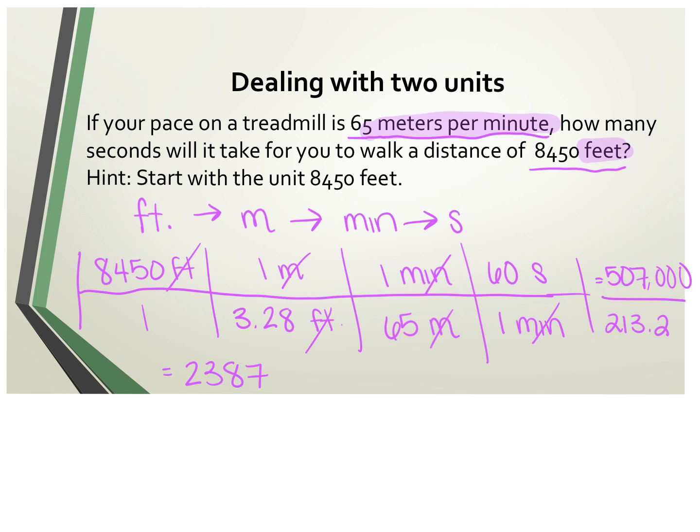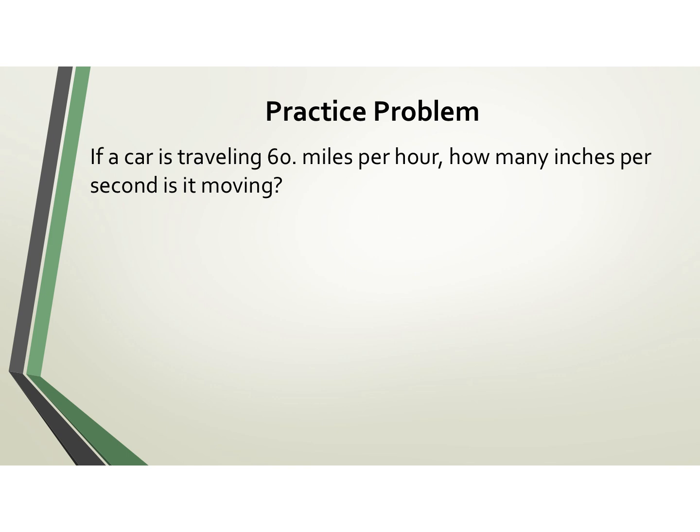Okay. Last step, sig figs. How many are in 8450? 3. How about 3.28? 3. How about 65? 2. And we don't count time. So how many can your answer have? 2. So what's that 8 going to cause you to do? Round up. What are we rounding this up to? Okay. Make sure you keep your places. So it's still 2,400. And your unit is seconds.